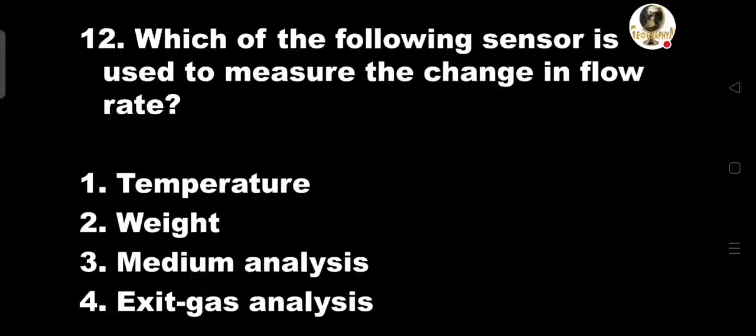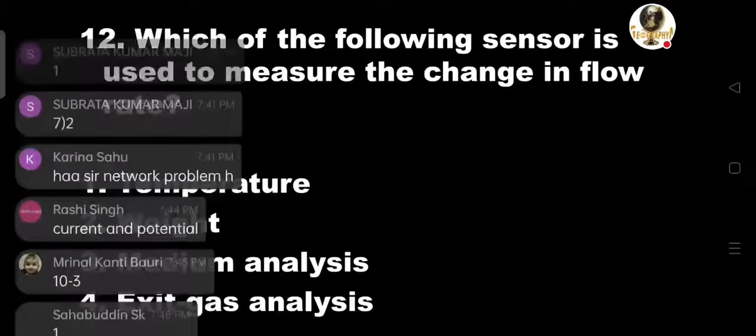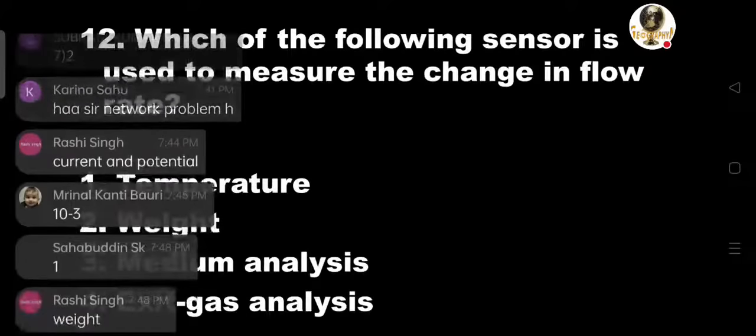Question number 12: weight sensors are used to measure weight, flow rate sensors are used to measure the change in flow rate, temperature sensors are used to measure the hotness or coldness of the medium, and exit gas analyzers are used to measure the change in feed rate.